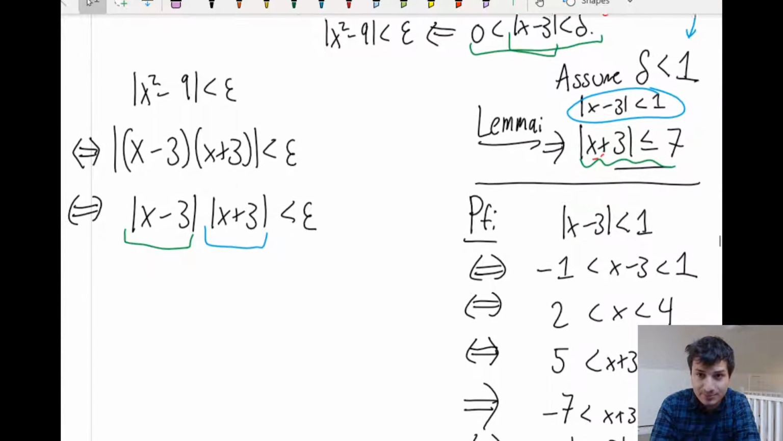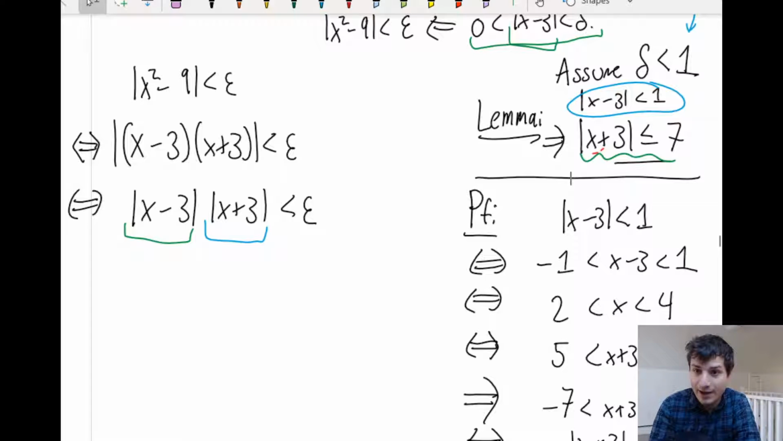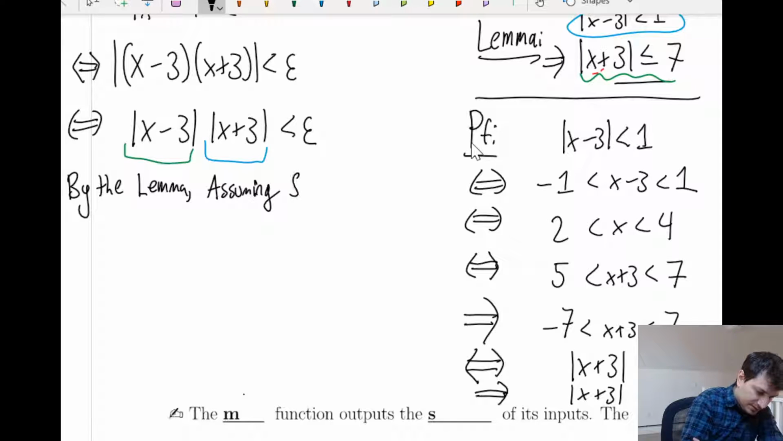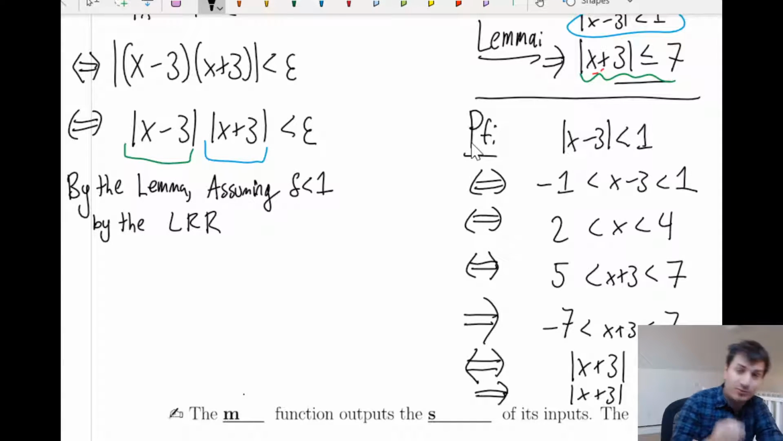So just like in example 7, where we replaced sine by 1, now that we have this lemma set up, we can replace x plus 3 by 7. So on the next line, I can write by the lemma, and the lemma is assuming delta is less than 1. So if delta is less than 1, as long as that happens, the lemma tells us x plus 3 is less than 7. And when x plus 3 is less than 7, by the left replacement rule, we can replace x plus 3 in our chain of logic with a 7.